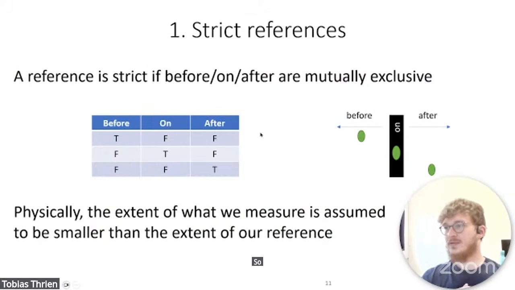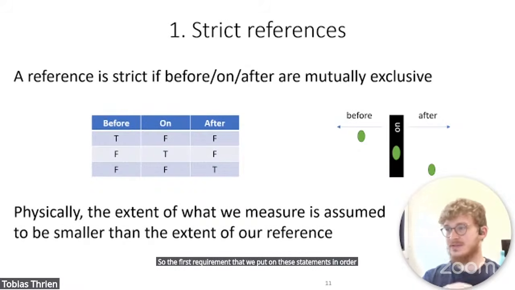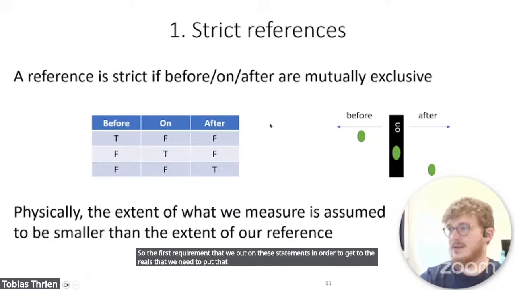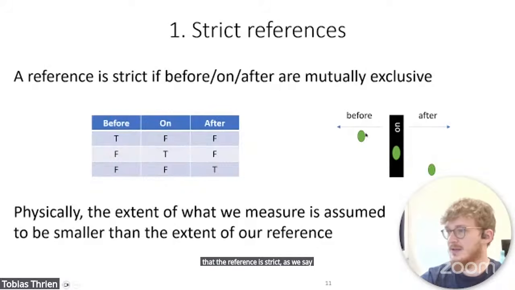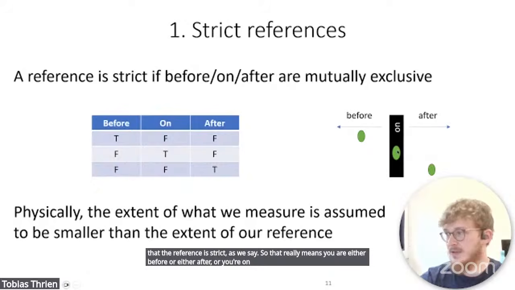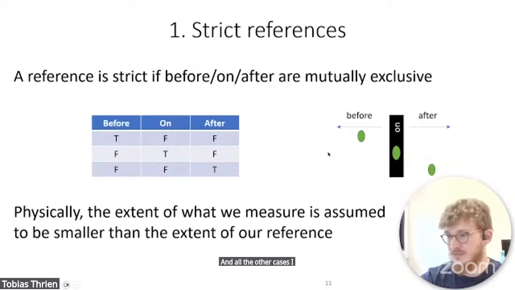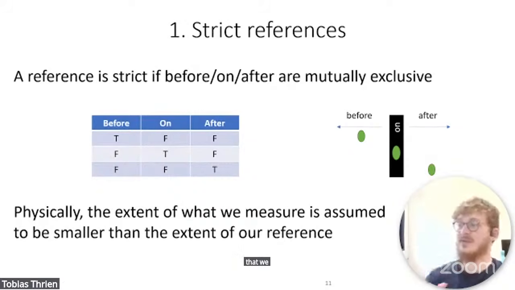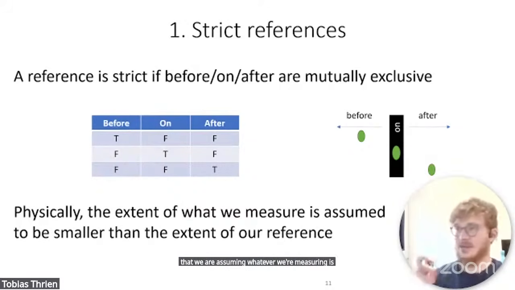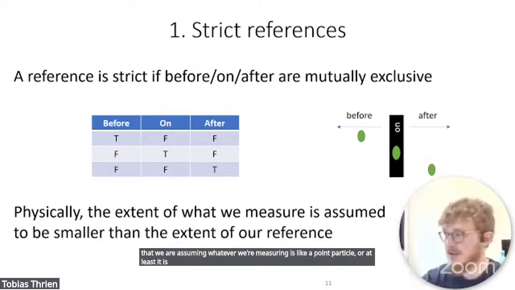So the first requirement that we need to put on these statements in order to get to the reals is that the reference is strict, as we say. That really means you're either before, or after, or you're on, and all the other cases are excluded. So physically, that means we are assuming whatever we're measuring is like a point particle, or at least we assume it is so small that it is much, much smaller than the width of this reference.